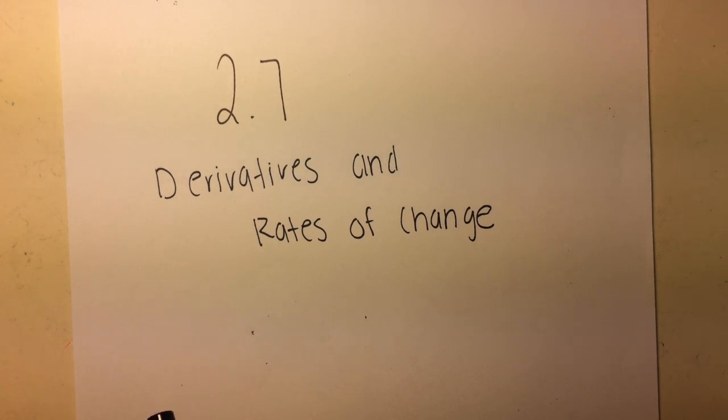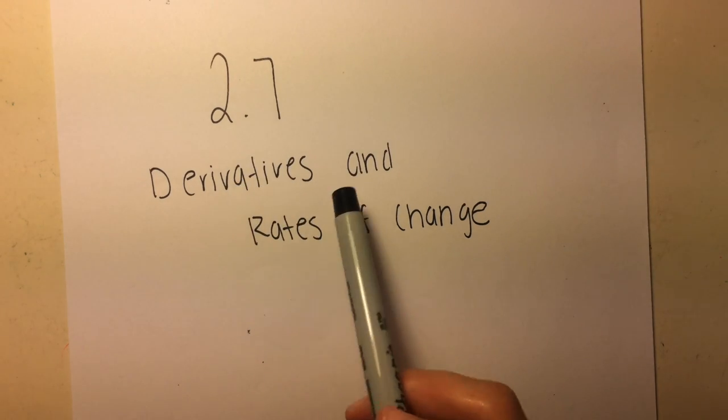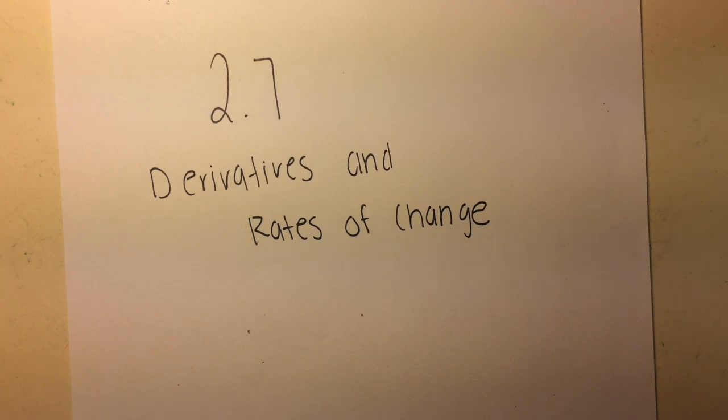For this video, I'm going to be going over Chapter 2.7, Derivatives and Rate of Change. It's important to understand the applications of derivatives and where they come from, as well as what a derivative is. First, we're going to start off looking at this graph I drew.